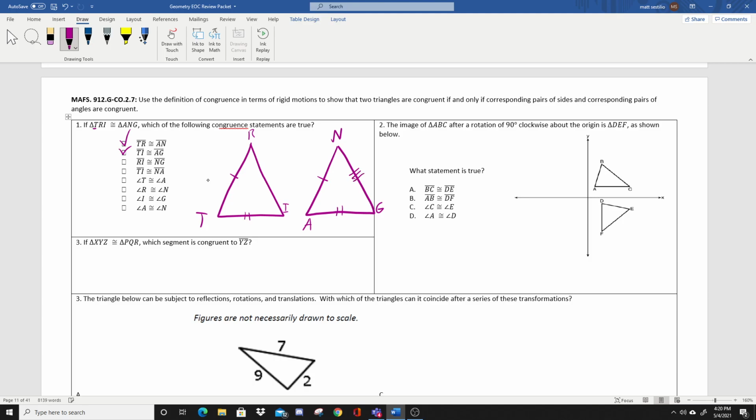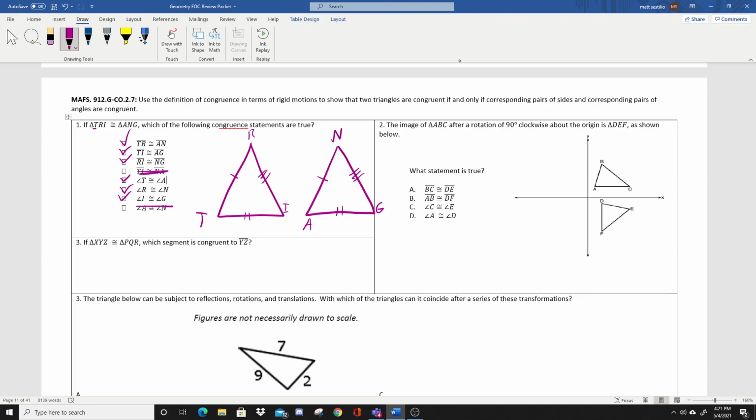RING. Yep. TI to NA. That is not going to work. Angle T, angle A. Yes. Angle R, angle N. Yes. Angle I, angle G. Yes. AN. No. Or at least we don't have enough information to know if those are going to be the same or not.